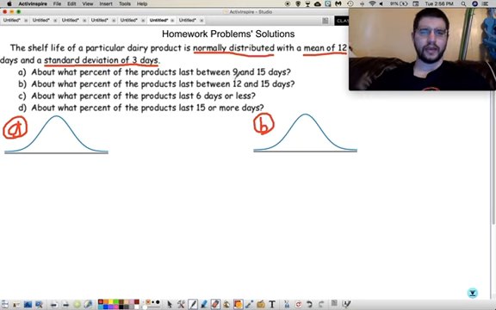What percent lasts between 9 and 15 days? So our mean is 12, and we want 9 and 15 days. We want the percent of the products that last between these days. So we're going to calculate to the right of 9, to the right of 15, and subtract them. I'll start by using the chart. To do that, we're going to convert 9 and 15 using our formula.